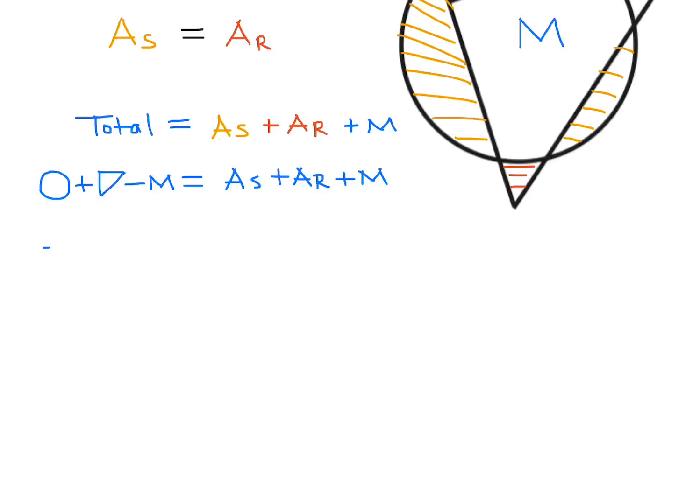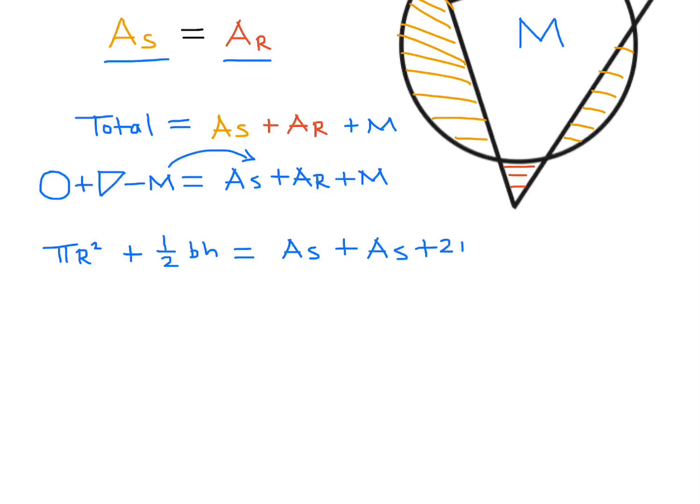This circle here is pi r squared. This triangle, how do I figure out the triangle? Well, it's 1/2 base times height. And then M, I'm going to put this M over on this side. I'm going to put it over on that side. So I get AS plus AR, but instead of AR, I can just put AS, right? Because AS is equal to AR. And then I've got 2M.